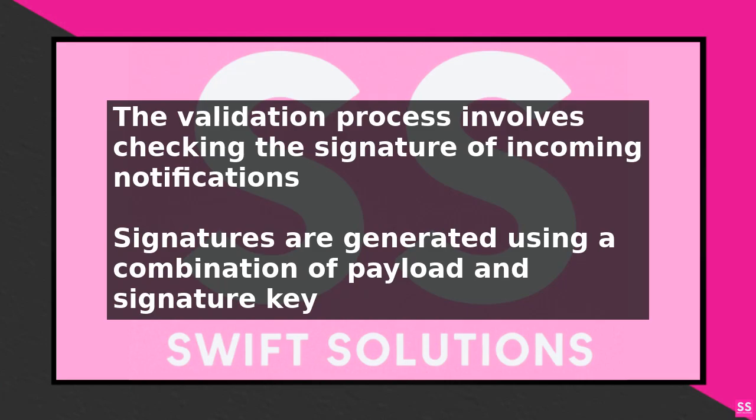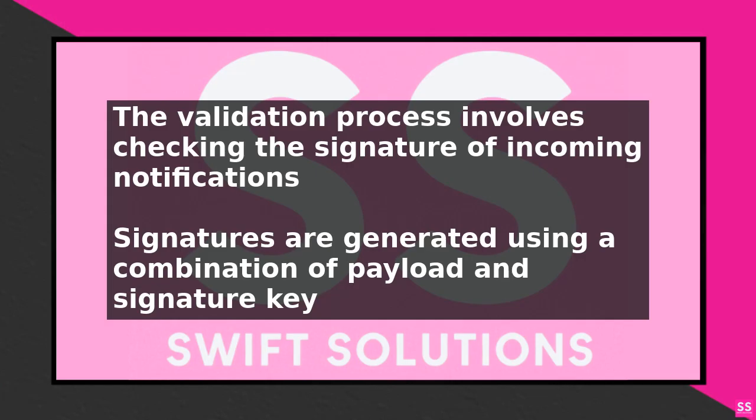Step-by-step validation. To validate an Authorize Net webhook, follow these steps. First, extract the signature from the incoming notification. This is typically provided in the Authorize signature header. Next, extract the payload of the notification. This is the body of the HTTP request.